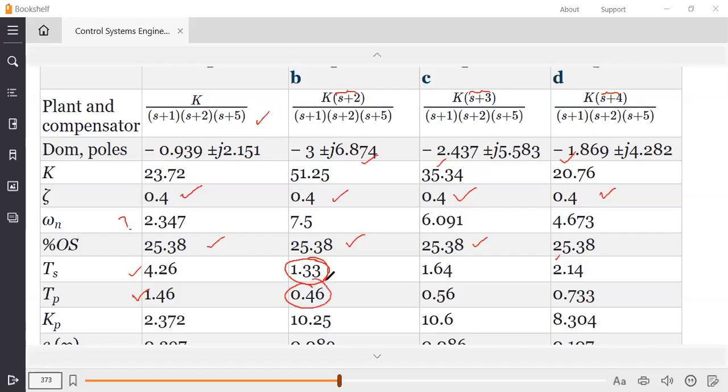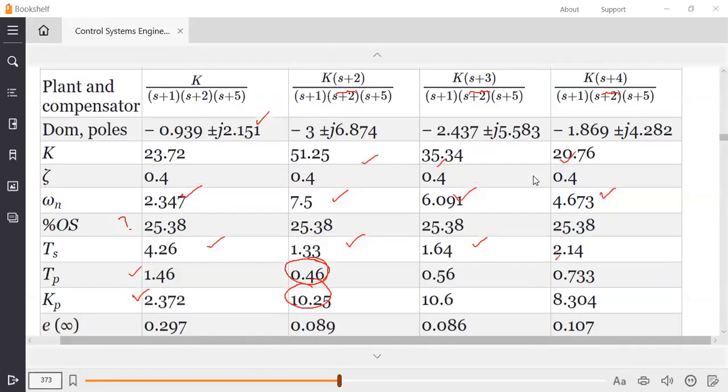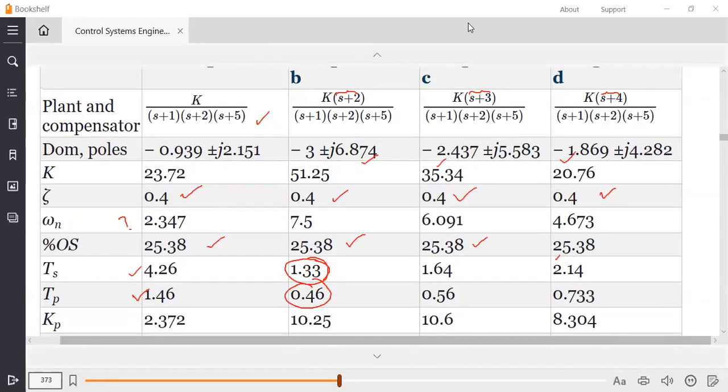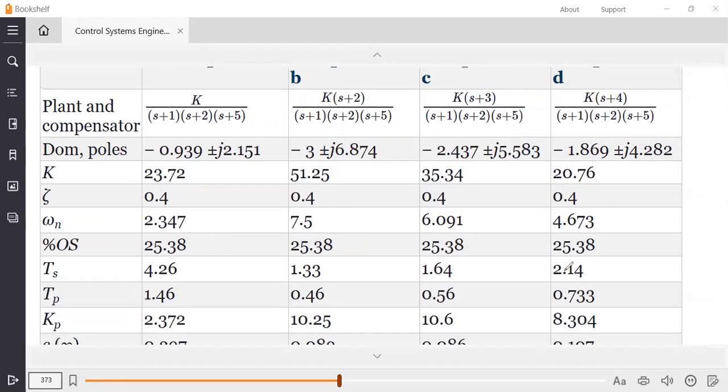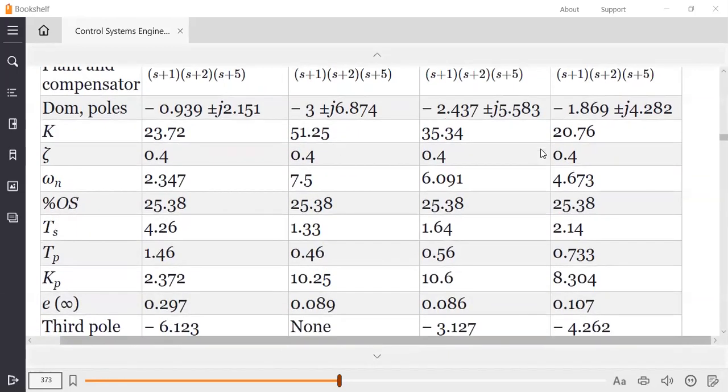Okay, now look at the steady state error condition, whether it is improving or deteriorating after you just introduced a zero in the system. So look at here. Look at your steady state error.